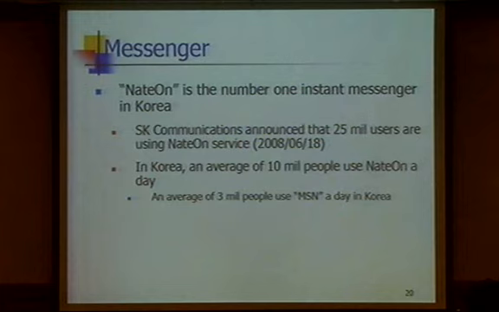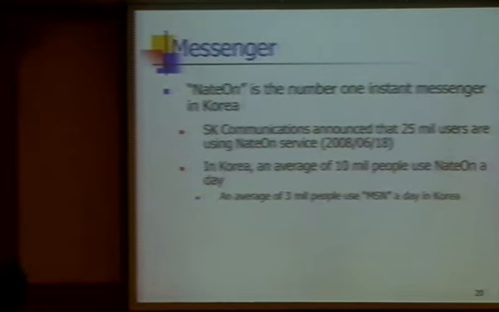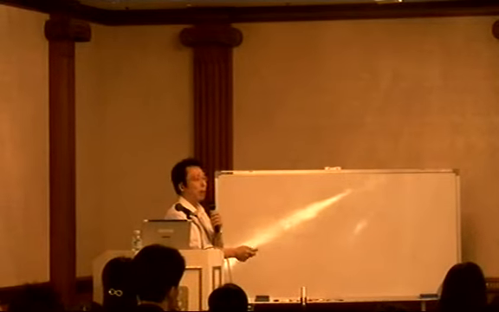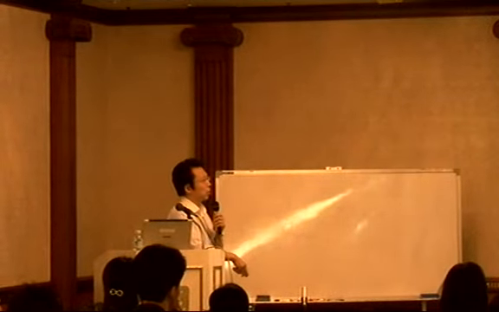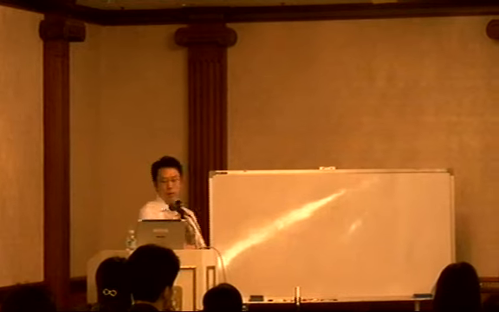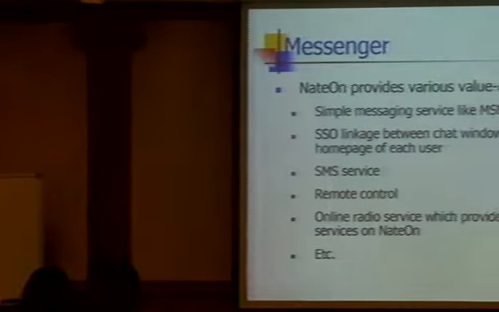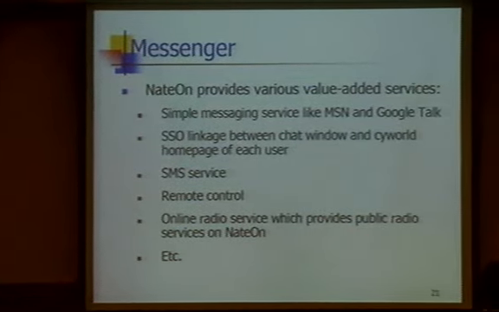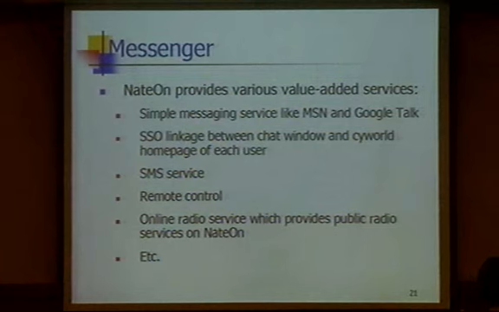Now let's talk about messengers. Nateon is the number one instant messenger in Korea. SK Communications announced that 25 million users were using the Nateon service in 2008. In Korea, an average of 10 million people use Nateon per day. Nateon Messenger provides various services, such as a tracking service, single sign-on link between the chatting window and the cyber homepage, remote control, and so on.